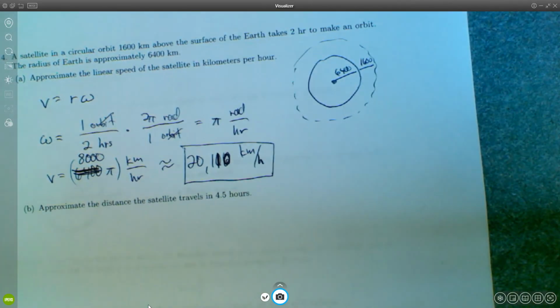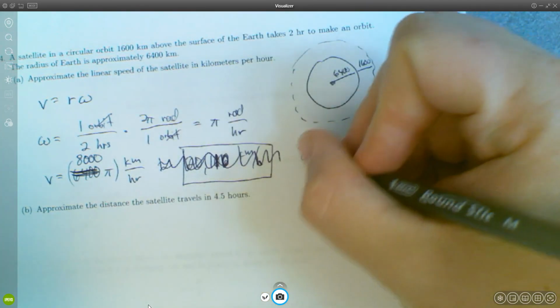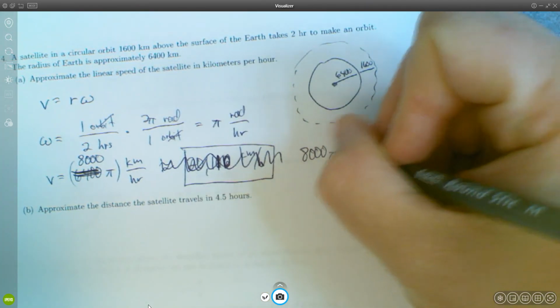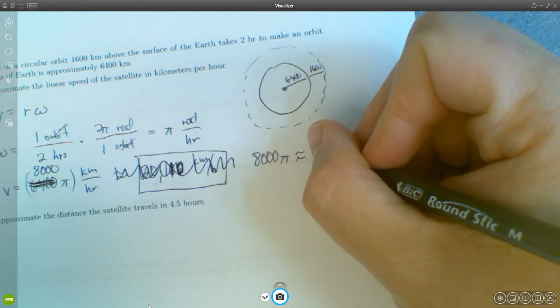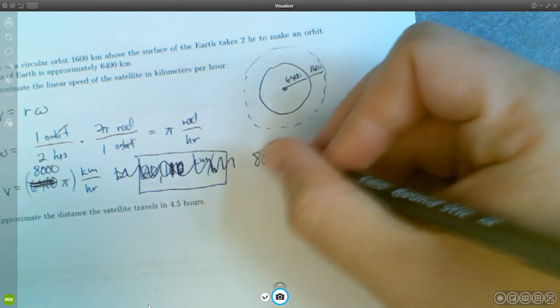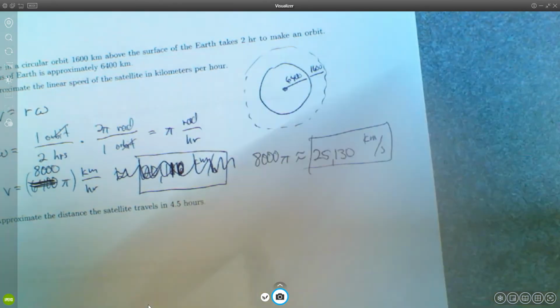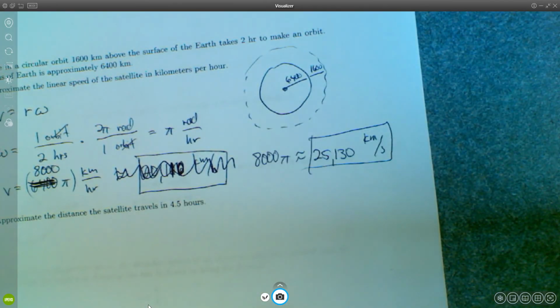So 8,000 pi. Ooh, that's even faster. Yeah, okay. So 8,000 pi is approximately, again rounding to 4 sig figs, 25,130 kilometers per hour. Anyway, so there we go.